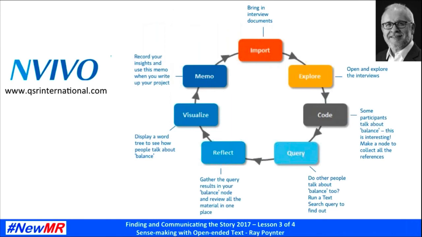NVivo, Mass Cognition, and Leximancer for test versions of the software. And if you go to the NVivo website, they've got this wonderful diagram which explains the basic process, not just for their software, but for really anybody's. Import it. Yeah, you've got to bring this stuff together first. Explore, code, query, reflect, visualize, memo. And that is all part of putting the structure together to build the story.